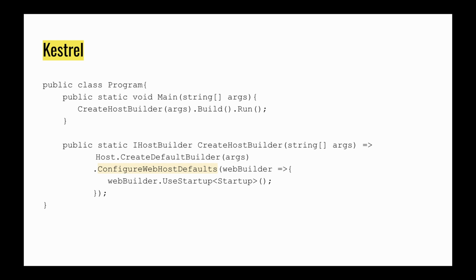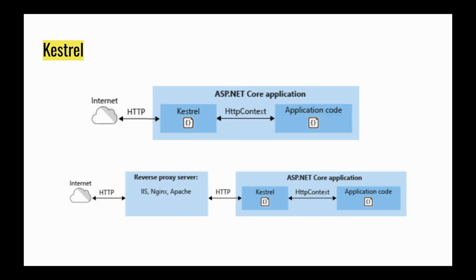Kestrel is a lightweight open-source cross-platform web server for ASP.NET Core. It is on by default in ASP.NET Core. Kestrel is supported on all platforms and versions supported by .NET Core. In the Program class, the ConfigureWebHostDefaults method configures Kestrel as the web server for an ASP.NET Core application. Although Kestrel can serve an ASP.NET Core application on its own, Microsoft recommends using it with a reverse proxy such as Apache, IIS, or Nginx for better performance, security, and reliability.